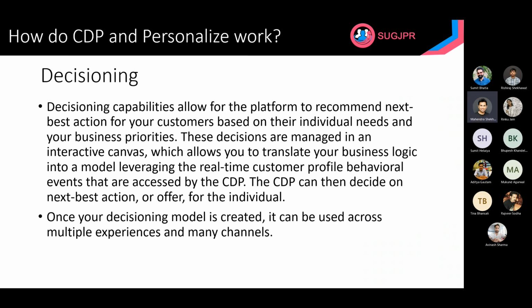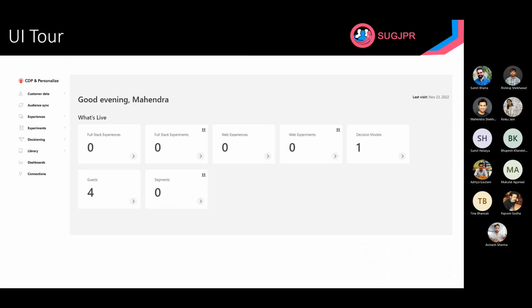And then decisioning is basically a capability that allows you to recommend the next best action for your customer data based on their individual needs and business priority. So based on your business priority and individual need, you can create some kind of action for your data. Decisioning gives you the capability to perform that best next action. Once that decisioning module is created, it can be used across multiple channels and multiple experiences. Now it's time to take a tour of Sitecore CDP and Personalize.